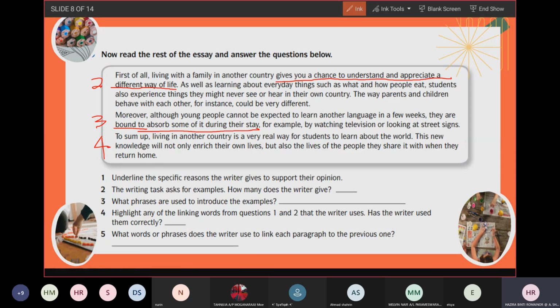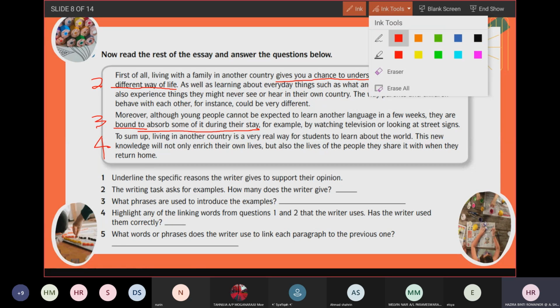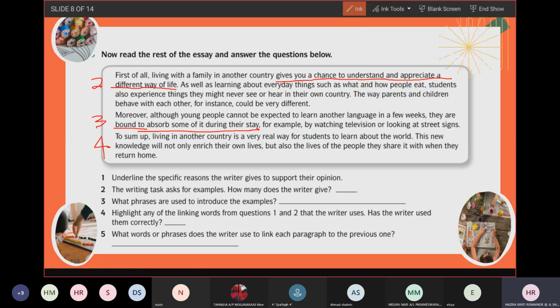Number 2, the writing task asks for examples. So how many does the writer give? Ada berapa banyak example yang penulis ni beri? So if you notice from the text, they give about 3 examples. Ada 3. So which one is the example? Could be very different. Okay. Selain daripada tu, by watching television or looking at street signs. Other than that is what and how people eat. Okay. Itu contoh yang diberi.